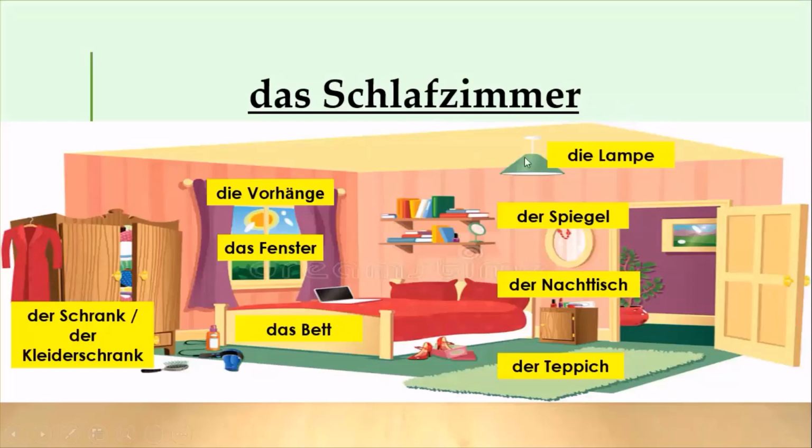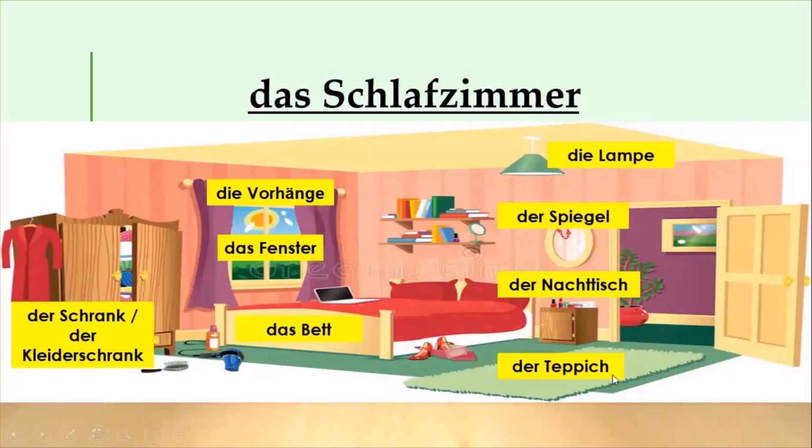In it, the items that can be commonly seen are die Lampe, which is the lamp, der Spiegel, which is the mirror, der Nachttisch, again a compound noun, der Tisch is the table, die Nacht is the night. So interestingly, the bedside table is termed the night table.